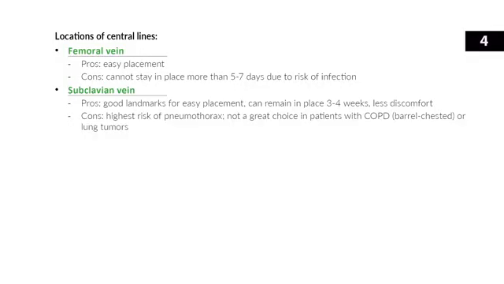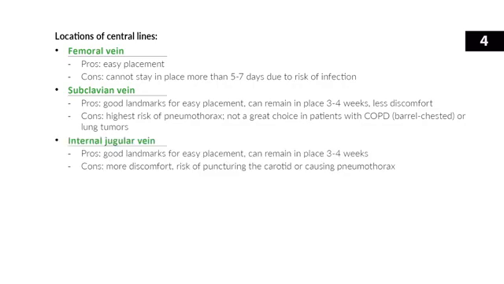The subclavian vein is preferred by some because it's easy to find and it can remain much longer, for 3 to 4 weeks, and it's not as uncomfortable to the patient. But it has the highest risk of a pneumothorax, so it's not such a great choice in barrel-chested COPD patients or patients with lung tumors. And you always need to check a chest x-ray after you place the subclavian line to make sure there's no pneumothorax, and you also want to check the placement of the tip of the line. You don't want the tip of the line to be all the way down in the right ventricle.